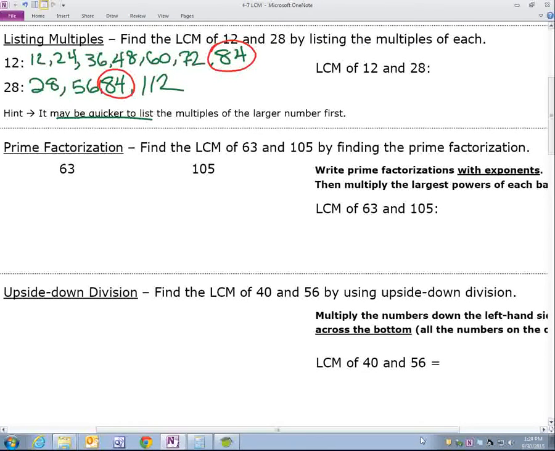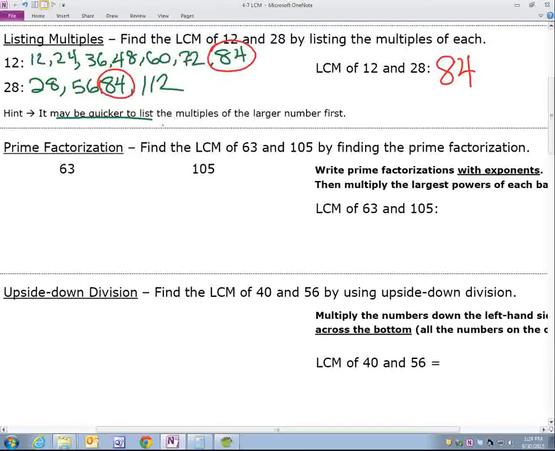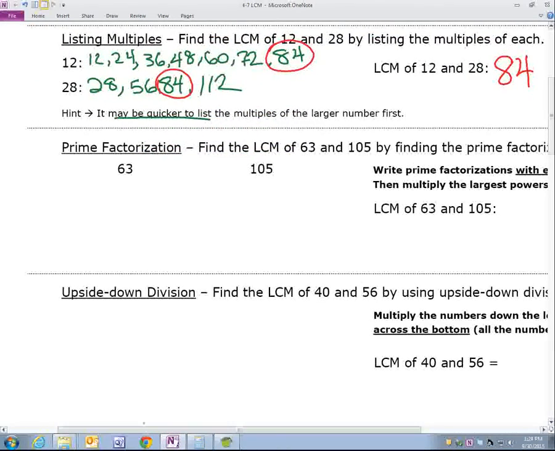LCM of 12 and 28 is 84. It's the least common multiple. Now, it's not the least common like where you have attributes of someone that you don't have much in common. It's the least as far as the smallest of their common factors. Then we're going to do the prime factorization, where we do the upside-down tree on these two. So we have 63.